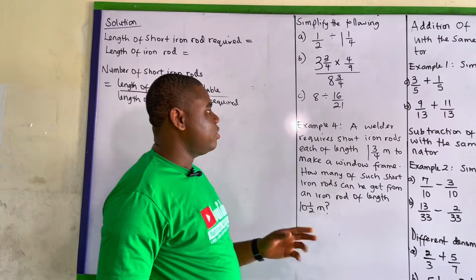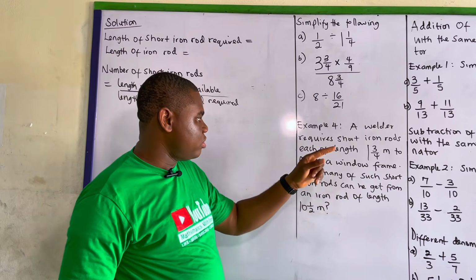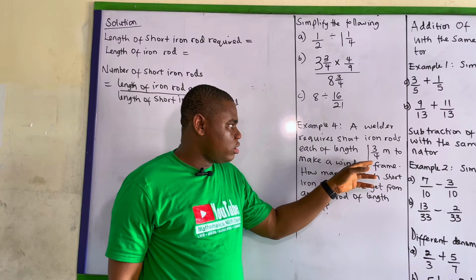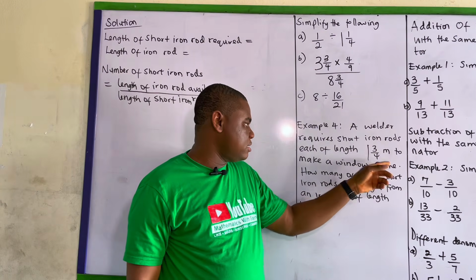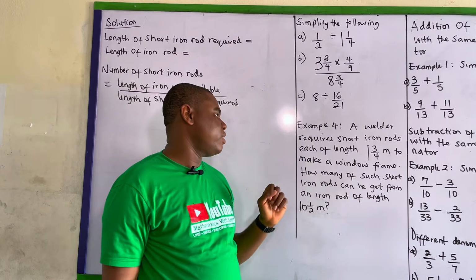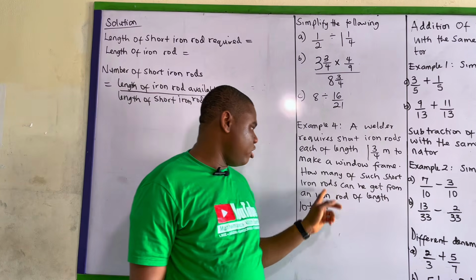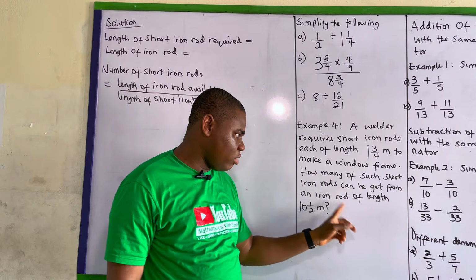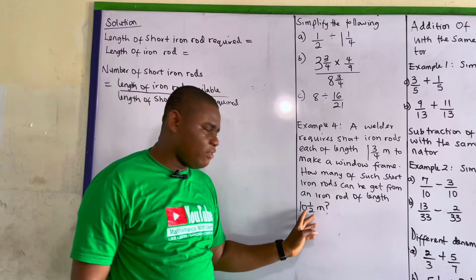For example 4, a welder requires short iron rods, each of length 1 and 3 over 4 meters, to make a window frame. How many of such short iron rods can he get from an iron rod of length 10 and 1 over 2 meters?